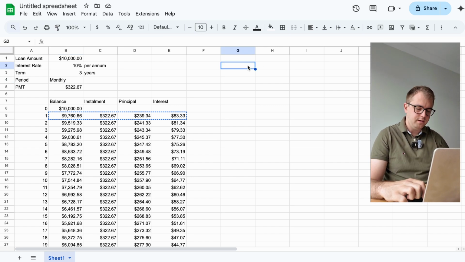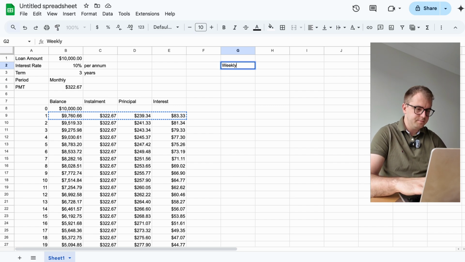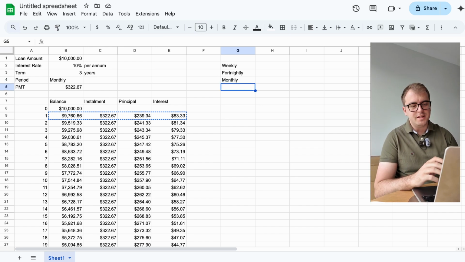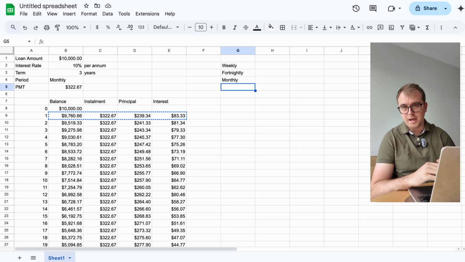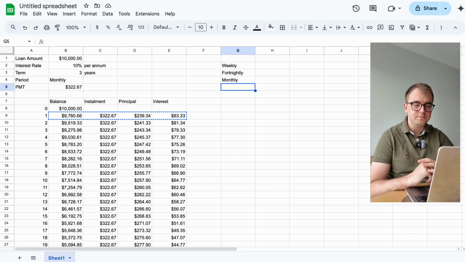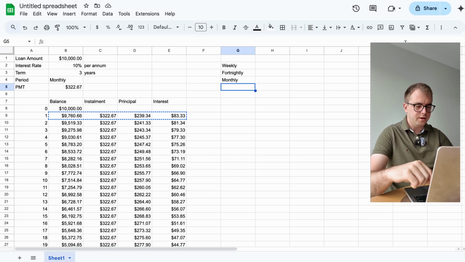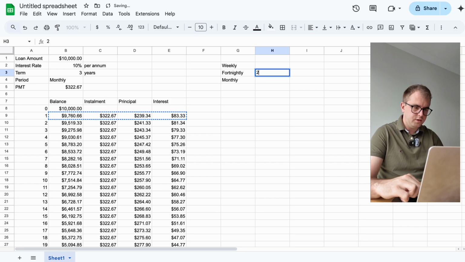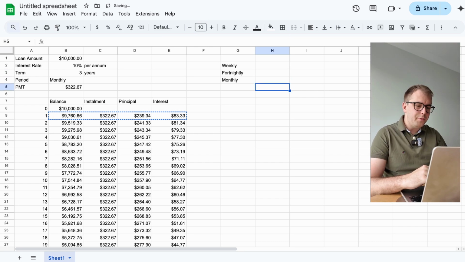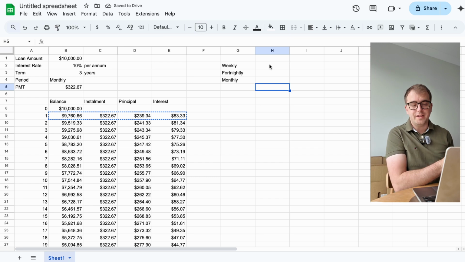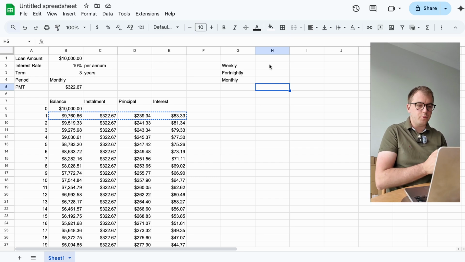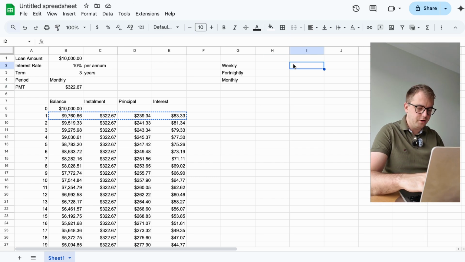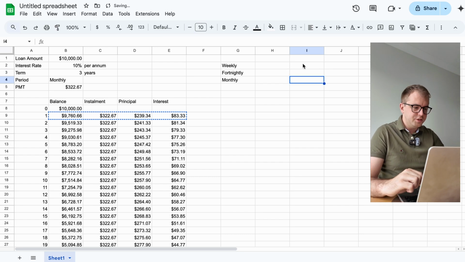So if we look at our different options, we have weekly, fortnightly, and monthly. Now we need to say how many times in a year, if we're paying weekly, we make a payment. So that'd be 52. For fortnightly, 26. And for monthly, it'd be 12. So we just key those in. Now we need to say what each of them relates to in number of days. So weekly would be 7, fortnightly, for example, would be 14. So we'll just key those in, just like that.